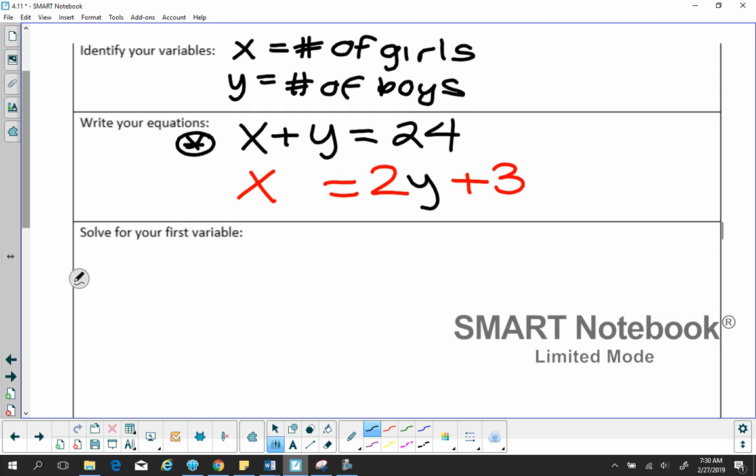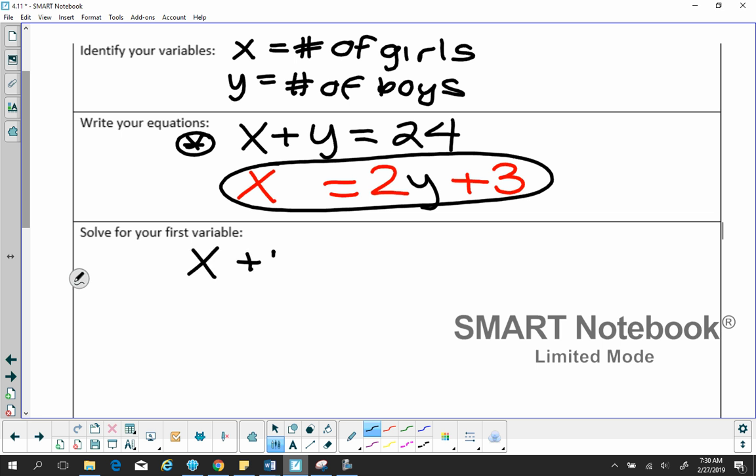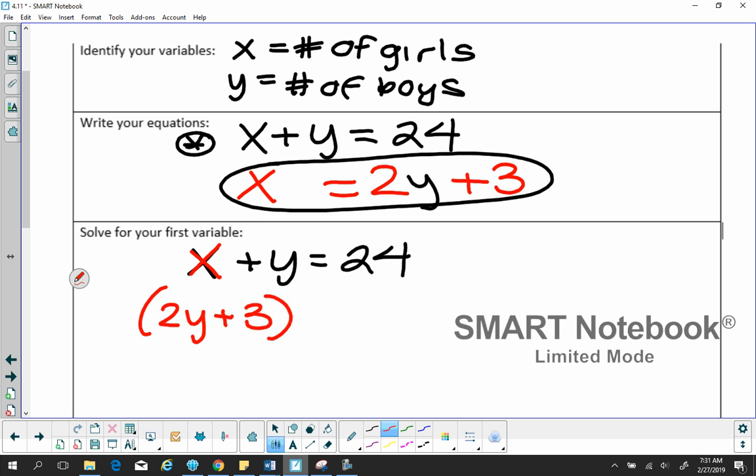So now I can see I'm probably going to be solving substitution, right? I'm going to be solving substitution because I can see even from the quiz yesterday that this one solved for X. So I'm going to write the first equation down, and instead of X, what do they want me to substitute in? What does X equal? Beautiful. So 2y plus 3. So instead of X, I'm writing it as 2y plus 3. Then continuing to write it. Plus y equals 24.